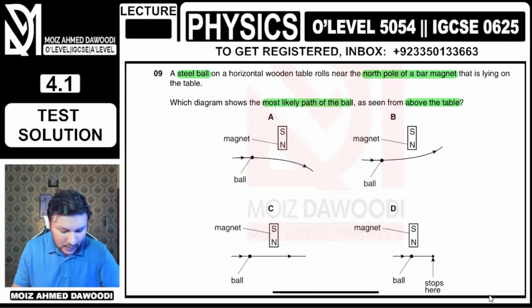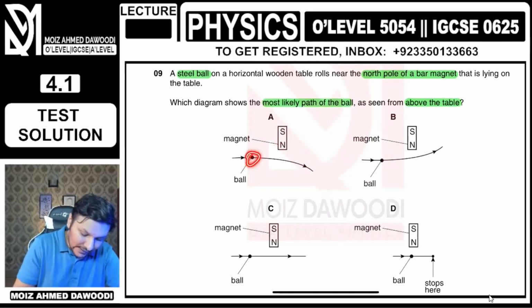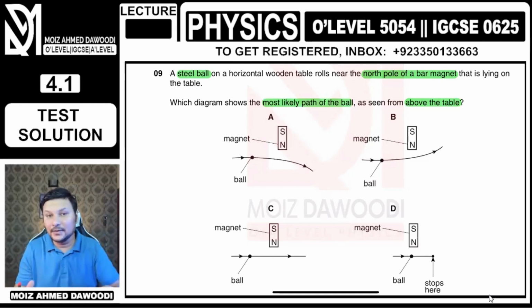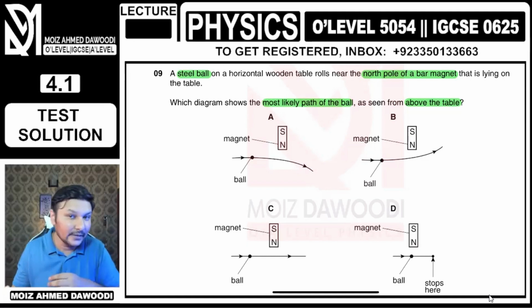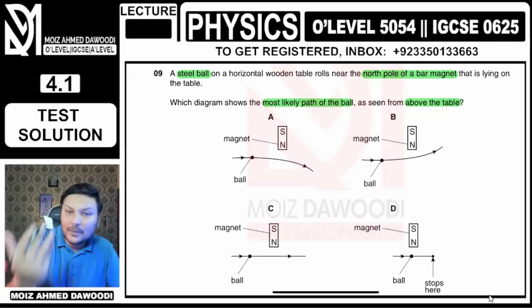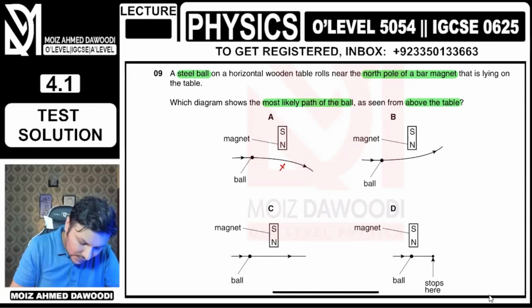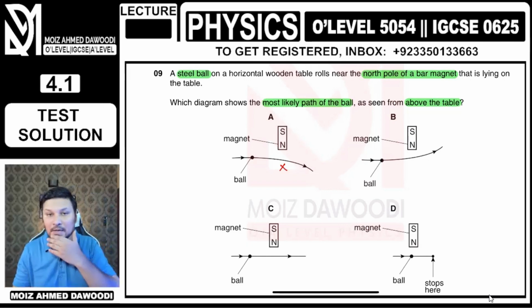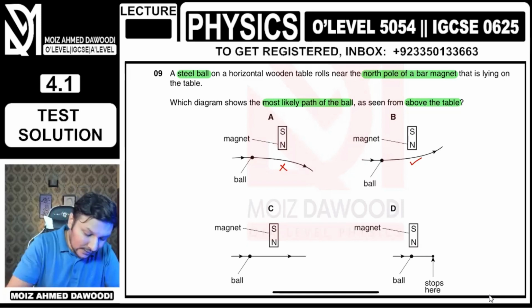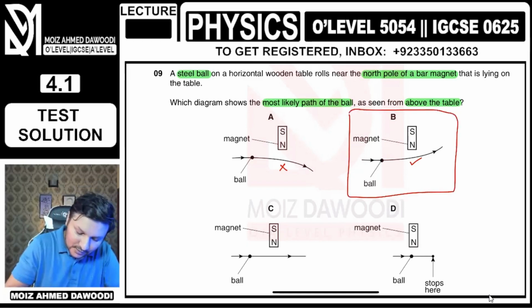Okay. Now, which diagram shows most likely the path of the ball as seen from above the table? Here I told you the steel ball is a magnetic material, but nothing in the question says the steel ball has been permanently magnetized. So I'll not consider it a permanent magnet. And if it is not a permanent magnet, it will not show any repulsion. So you can see the steel ball moving away from the magnet, which shows repulsion, is not correct here. Attraction, because it is coming near the magnet. So in my opinion, the answer is B.